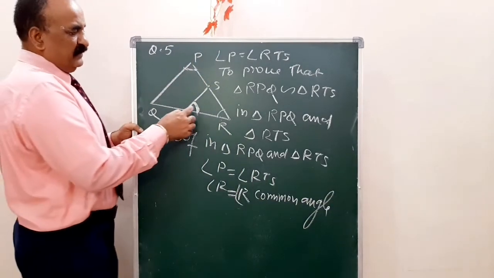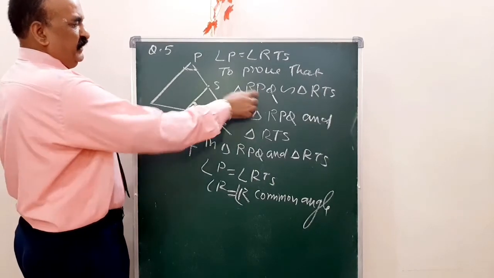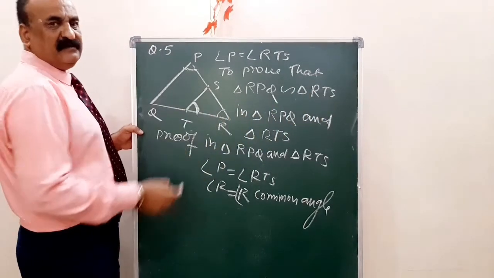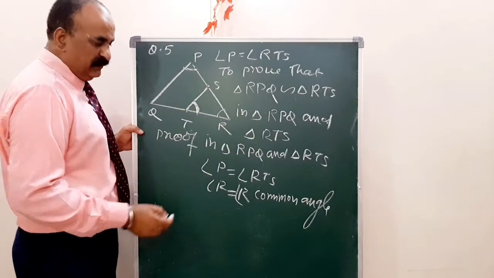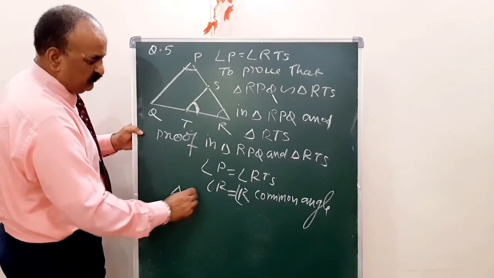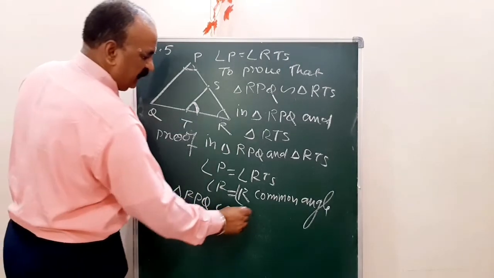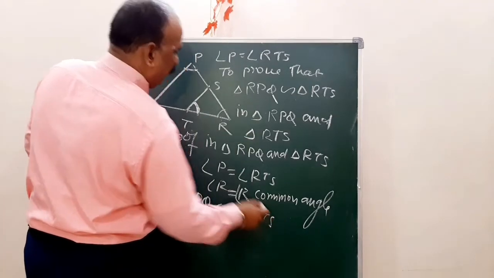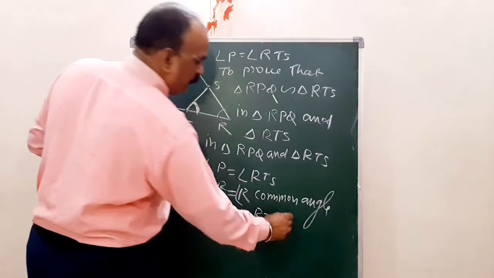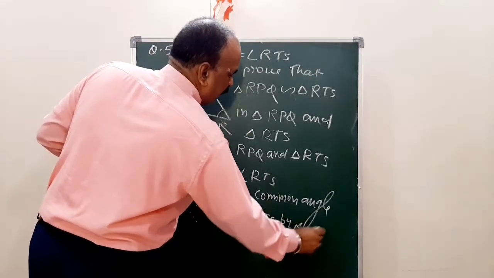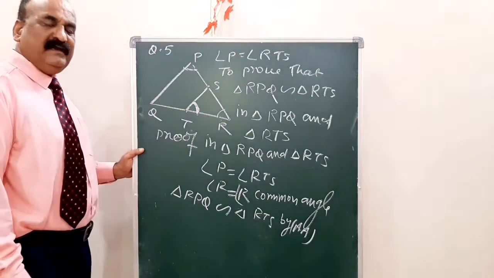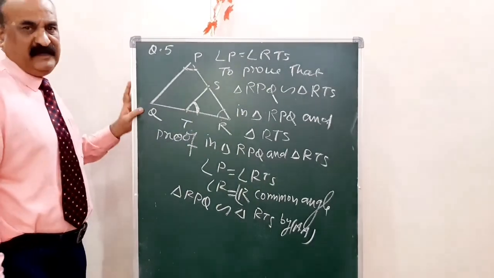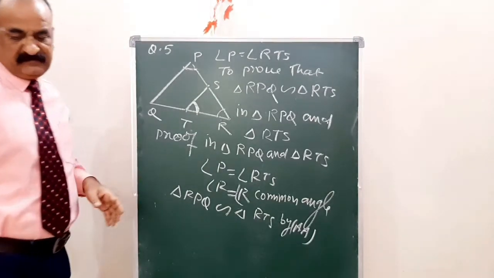It means you can say triangle RPQ is similar to triangle RTS. By which property? By angle similarity. So you can write triangle RPQ is similar to triangle RTS, by angle similarity. By angle similarity, both the triangles are similar. This is question number 5. Now come to question number 6.